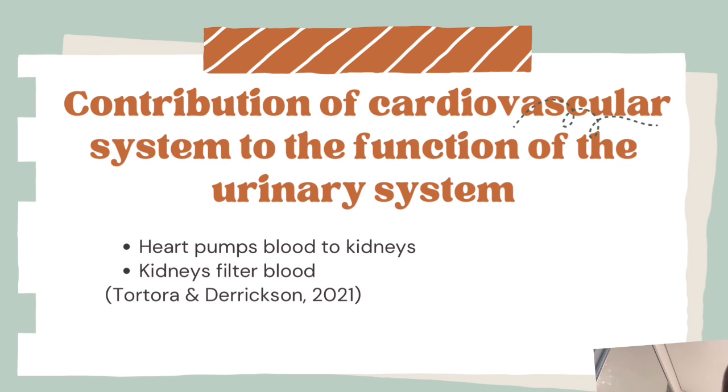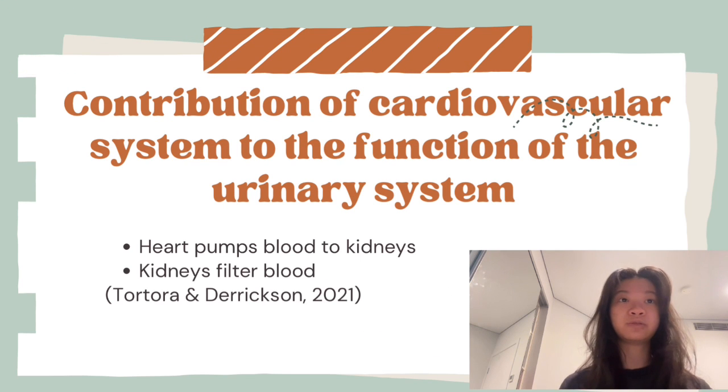So what's the contribution of the cardiovascular system to the function of the urinary system? So the heart pumps blood through the blood vessels, and about 20% of the blood is directed to the kidneys. And in the kidneys, the blood is filtered, and essential substances like nutrients are reabsorbed back into the blood, while waste products are left behind to get excreted from the body. So this means that without the cardiovascular system and without the heart pumping blood, the kidneys would not be able to filter the blood effectively.